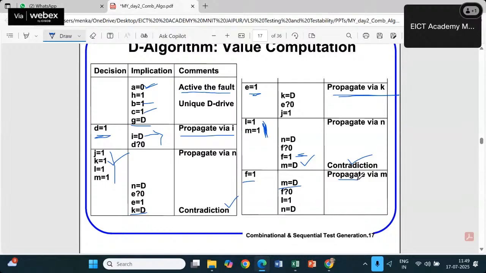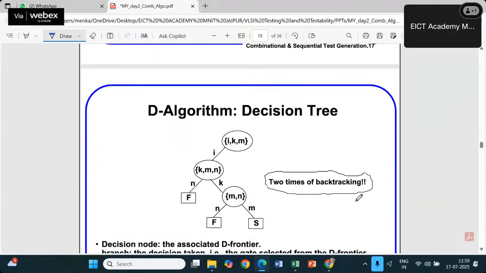So basically, this is being propagated through I, K, and M altogether. So these three branches are propagating the fault altogether, and this is how my fault is being propagated. So this decision tree will come like this. First level was G, the gate which was the D frontier. From G, it is going to go through any one of these, or more than one of these. So I, K, and M.